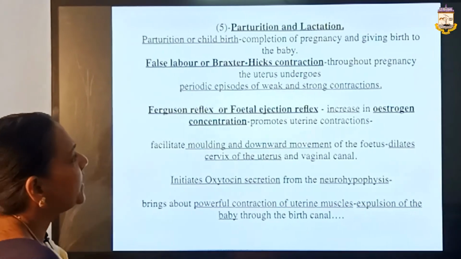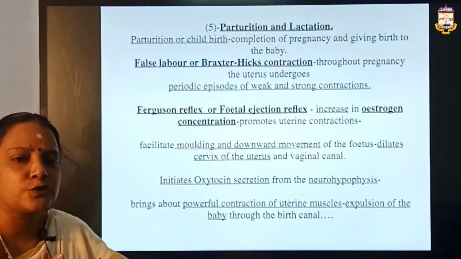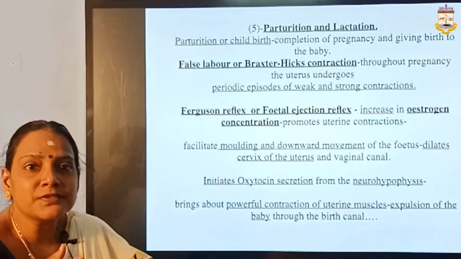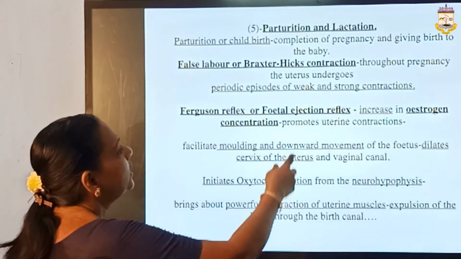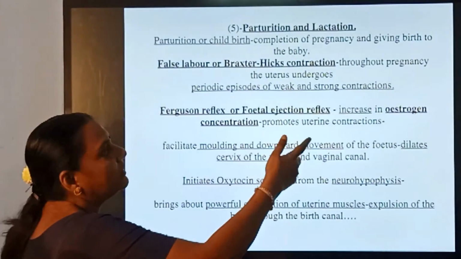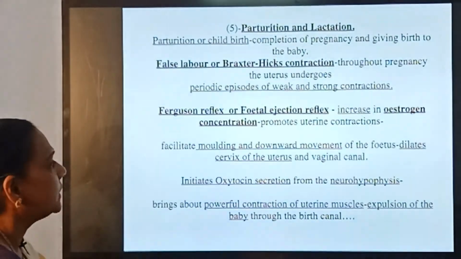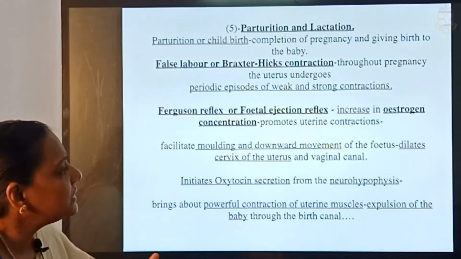So what will happen? Throughout the pregnancy, this will be undergoing false labor. That is, so many episodes of the contraction and the relaxation of the fetus. They have some feelings, isn't it? So that results in the contraction. Very often they will be getting a weak or a strong contraction. What do you call it? False labor, Braxton-Hicks contraction. Another one, the final one, Ferguson reflex or the fetal ejection reflex.